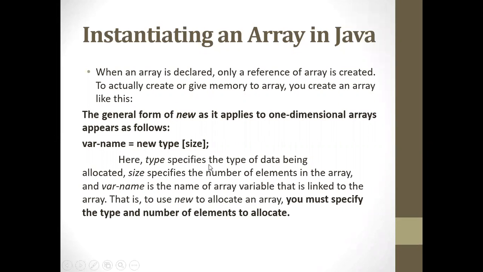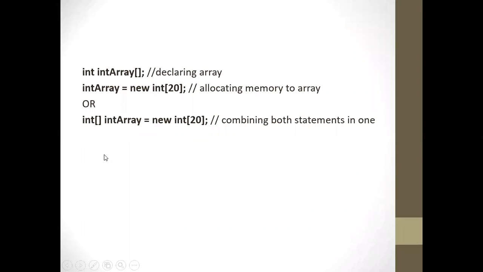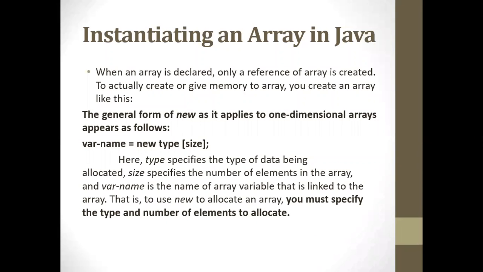As we discussed on the blackboard also, when we are declaring an array, we are just creating a reference of an array. No memory will be allocated at that point. In order to allocate memory, we need to use new over here. Here, type specifies the data type, size refers to the total size of the array, and variable name is the name of the array variable linked to it. Is it clear? So we use new to allocate an array.